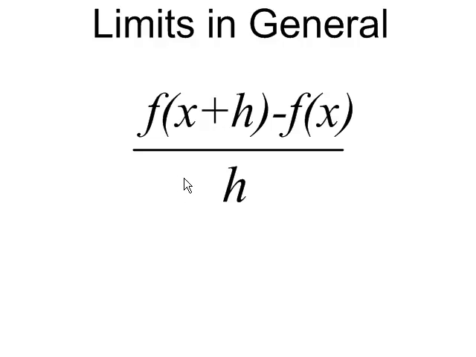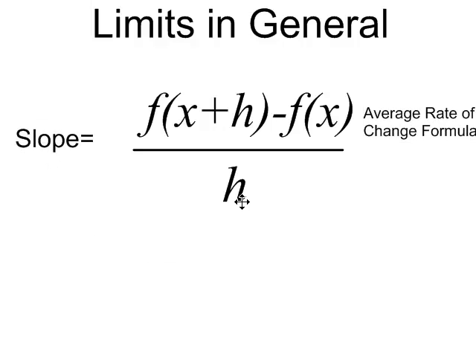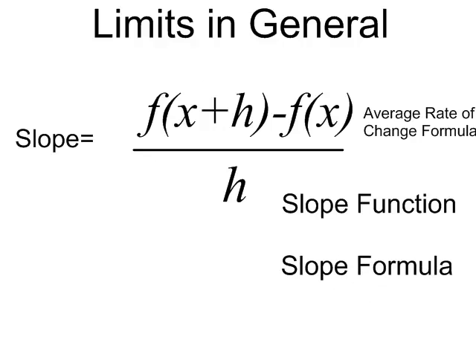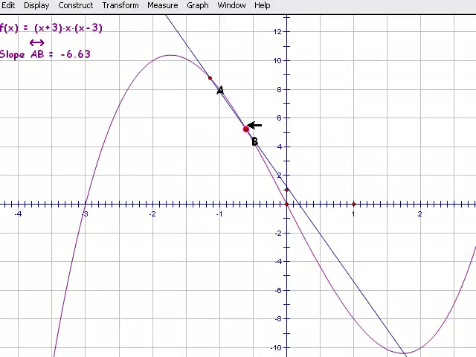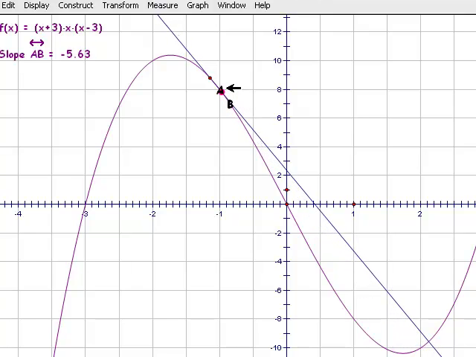And so we've been looking at this average rate of change formula, or sometimes we call it our slope formula or our slope function. And what it does is it tells us the slope of the secant. And of course, what we want to do is find something that tells us the instantaneous rate of change when these two points that make up the secant get right on top of one another.